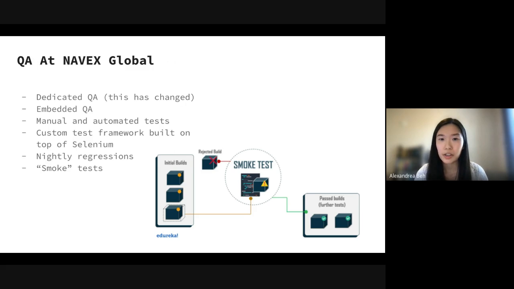A little bit about how QA worked at NAVEX Global. Development teams had about 3 to 5 developers or engineers, and each team had 1 or 2 dedicated QA members. When each team had 1 or 2 dedicated QA members, we also call this embedded QA. And what that means is that when the team is discussing building a new feature, even when it's in the planning stage, your QA members are part of that discussion. They're part of the discussion as things are being built, all the way up to when it's ready to be tested and when it's ready to be launched.